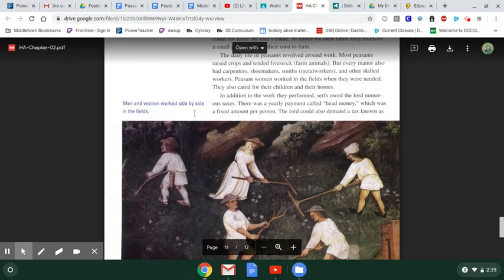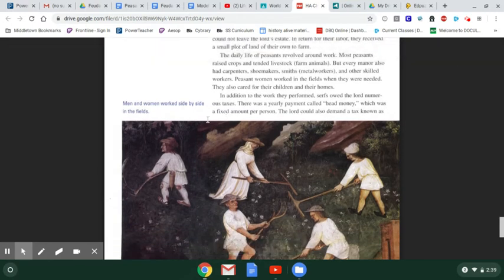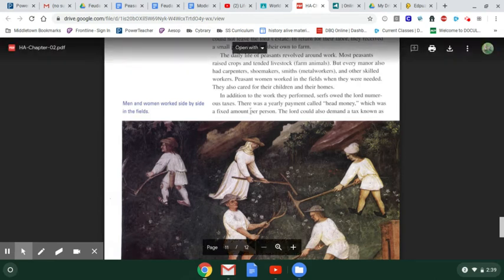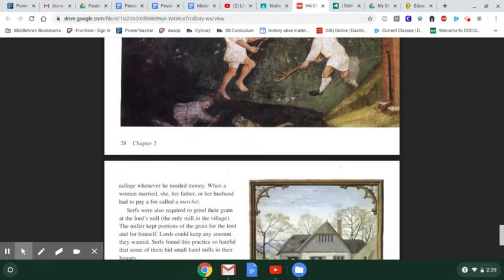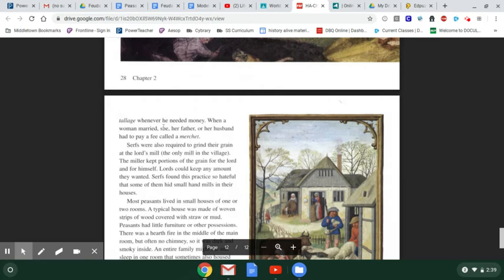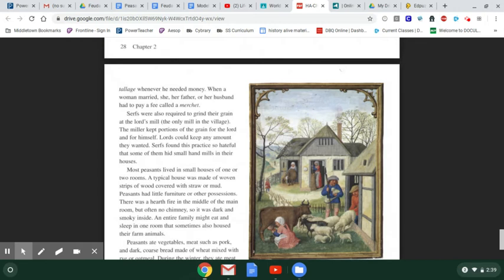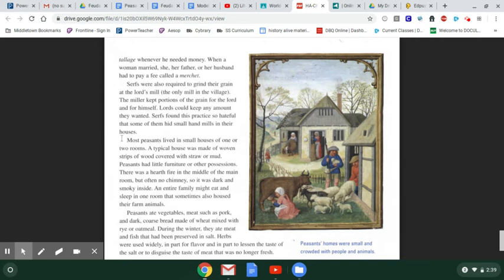In addition to the work they performed, serfs owed the lord numerous taxes. There was a yearly payment called head money, which was a fixed amount per person. A lord could also demand a tax known as tallage whenever he needed money. When a woman married, her father or her husband had to pay a fee called a merchet. Serfs were also required to grind their grain at the lord's mill, the only mill in the village. The miller kept a portion of the grain for the lord and for himself. Lords could keep any amount they wanted. Serfs found this practice so hateful that some of them hid small hand mills in their houses.